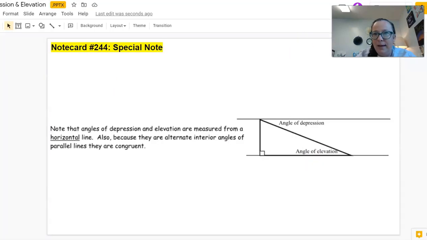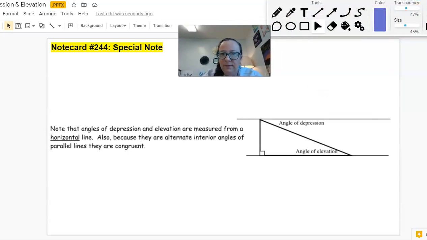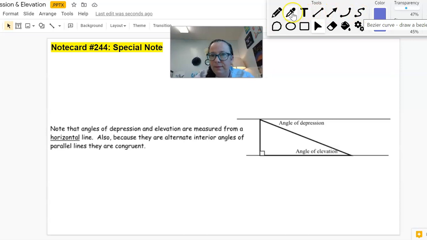So this angle right here is the same as this angle right here. I don't like how I drew that, so let me try that again. This angle right here. That's a little better. This angle and that angle are actually congruent. So pause me and finish that up.